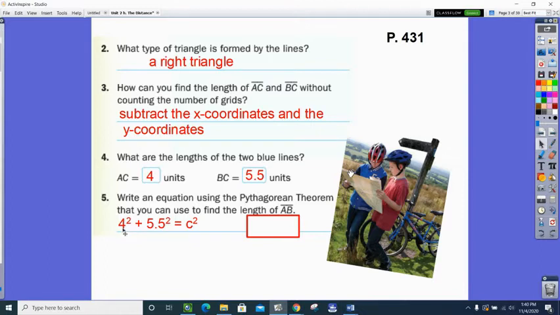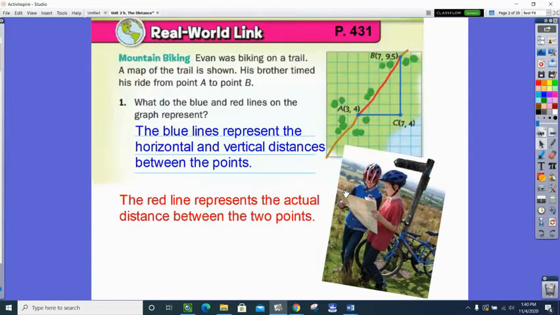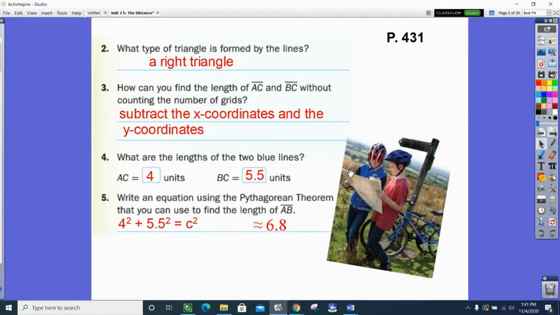And now we can pick up our calculator and square the 4 and get our 16. And square our 5.5, and if you do that in the calculator, you're going to see 30.25. Add that to the 16, we get 46.25, and take the square root. And he traveled about 6.8, and if I'm not mistaken, I don't think they gave us any units here, so it's just 6.8 units, whatever they are.